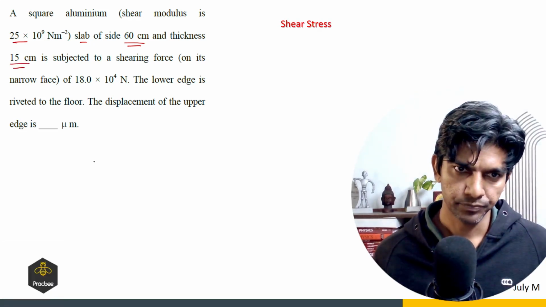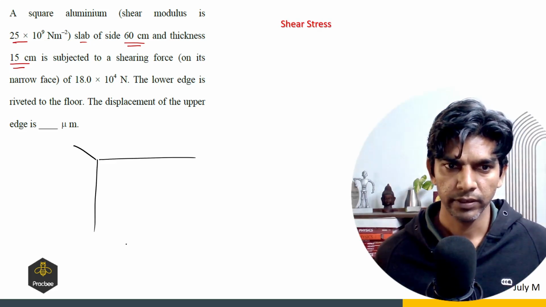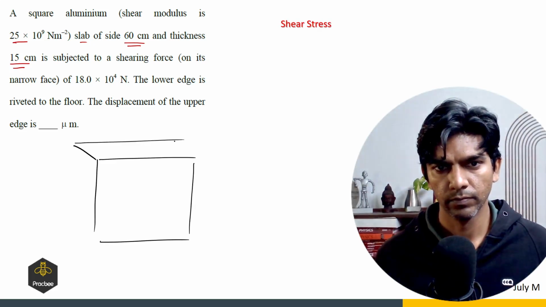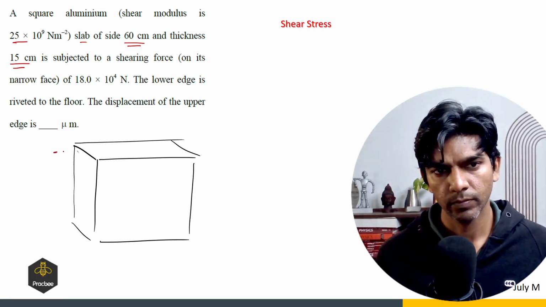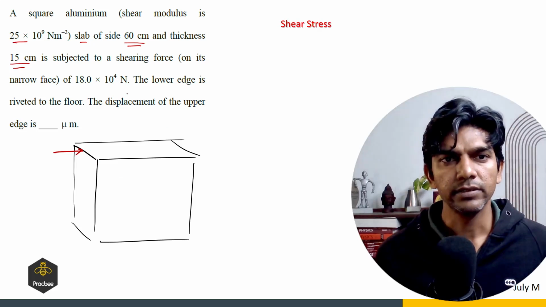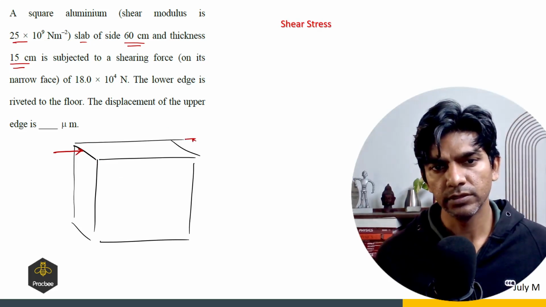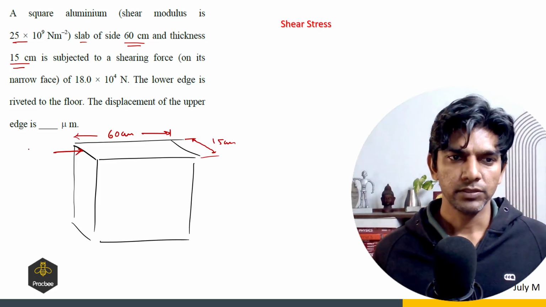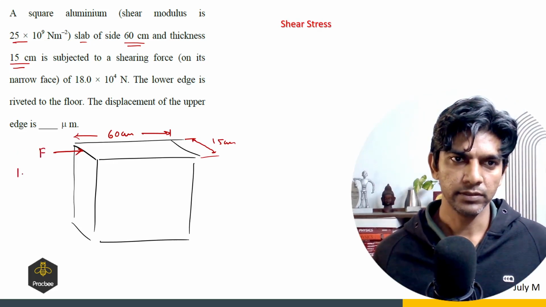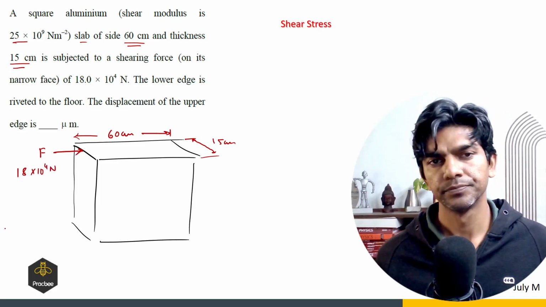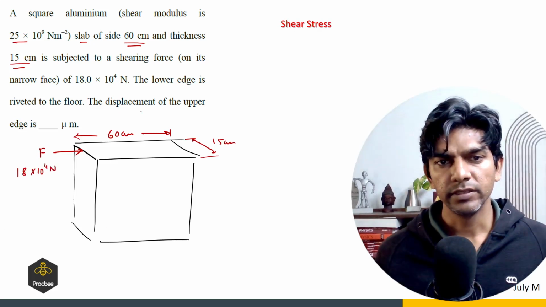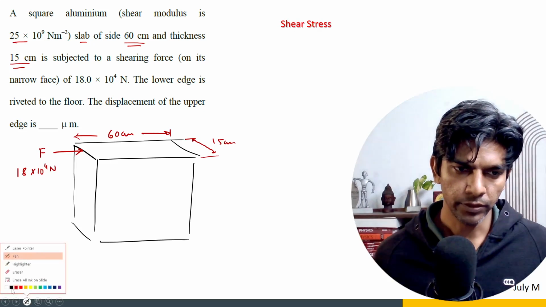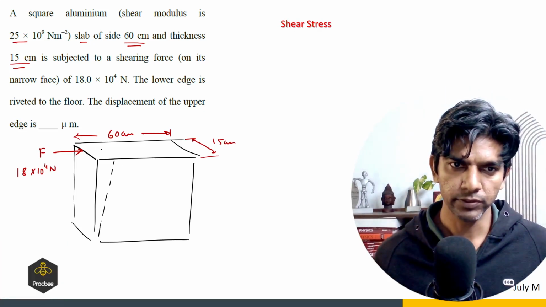So what do you mean by that? It's a square sheet. We are exerting shearing force on this surface. The thickness is 15 centimeter, and the length is 60 centimeter. This force F is 18 into 10 raised to 4 Newton. Find the displacement of the upper edge. Due to this, the upper edge will displace with respect to the bottom edge.